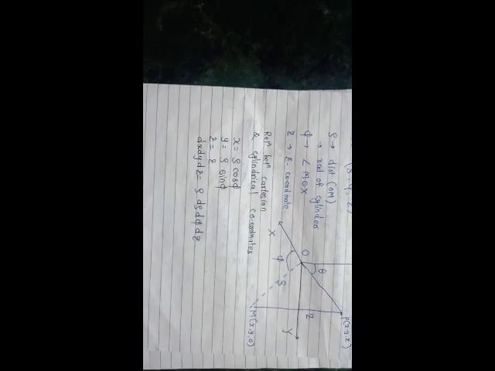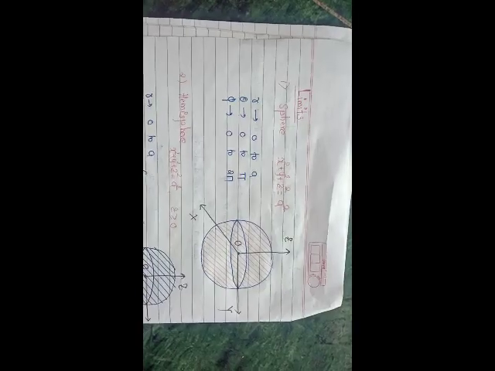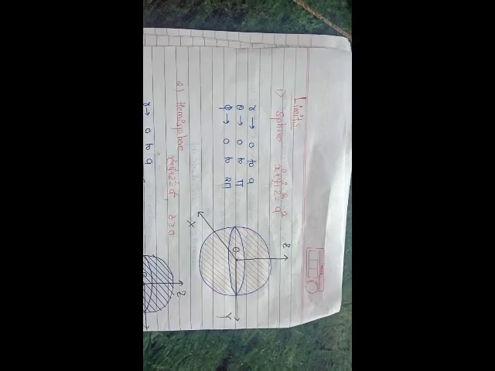Now the relation between cylindrical coordinates and Cartesian coordinates are x equal to rho cos phi, y equal to rho sin phi, and z is z only. dx dy dz equal to rho d rho d phi dz. Now we have to understand a very important point: limits.